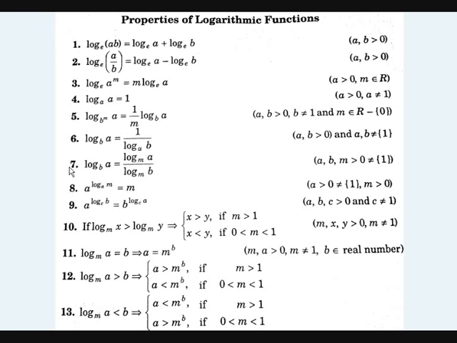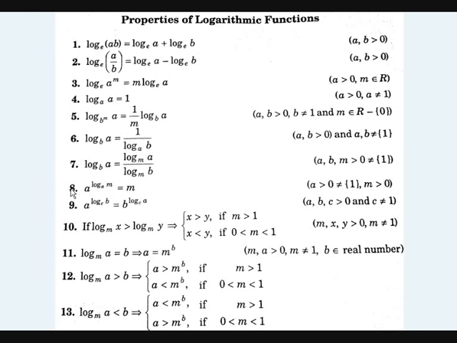The seventh property. The seventh property is that if there is a logarithm of the form log A base B, then it can also be written as the division of two logarithms, which are log A base M and log B base M. Here the base should be equal. Okay, now as always the conditions are A, B and M should be greater than 0 and here B and M are bases. So B, M should not be equal to 1.